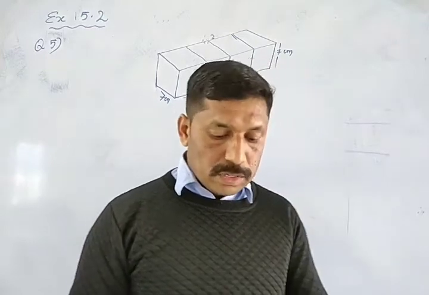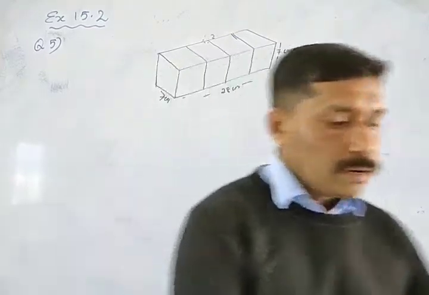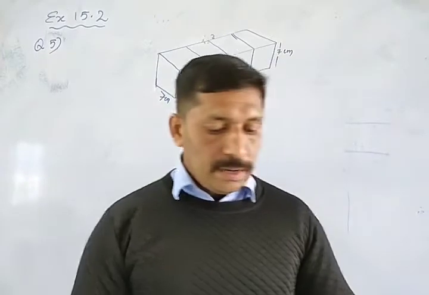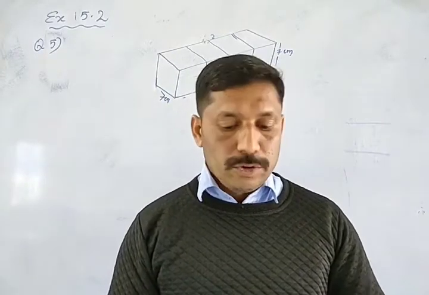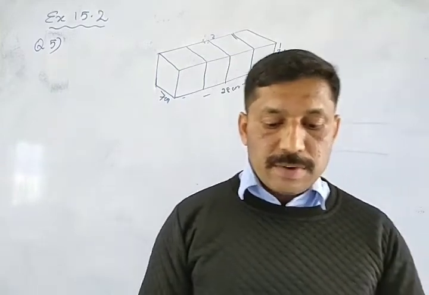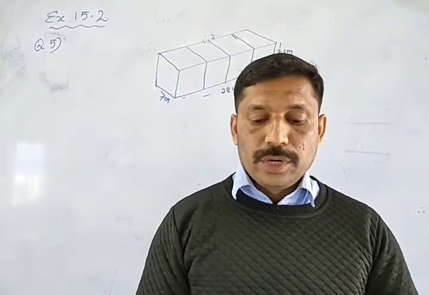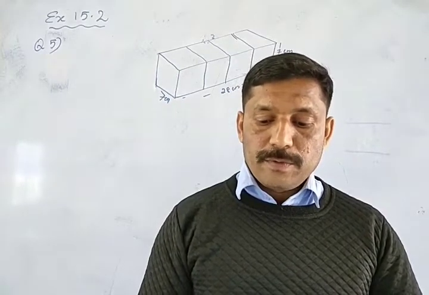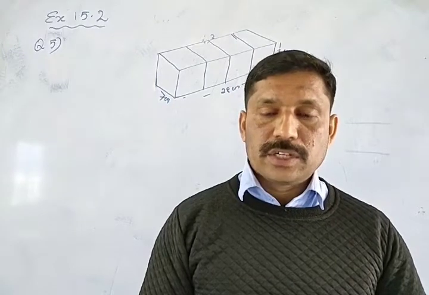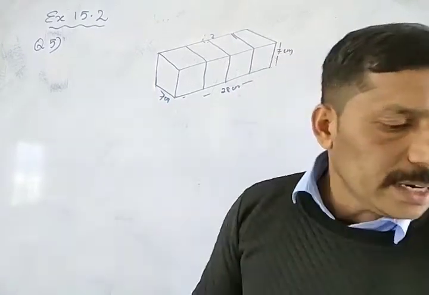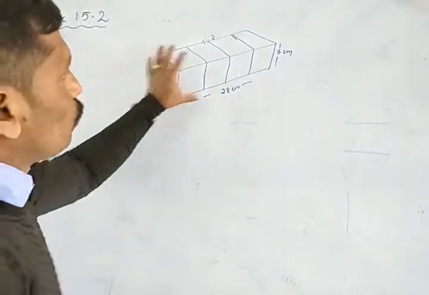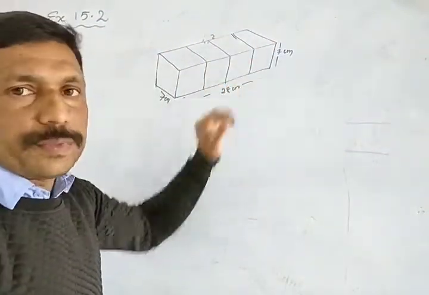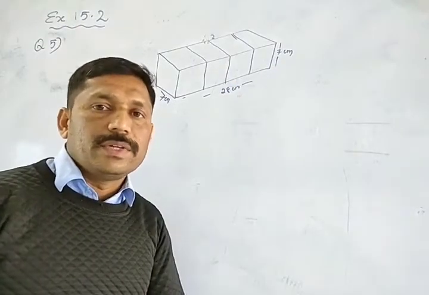Now we solve question number 5. The question number 5 is this. I will read. 4 cubes of side 7 centimeter are joined together to form a cuboid. Find the surface area of the resulting cuboid. Here you can see that 4 cubes are joined together, then we get a cuboid. What is the total surface area of the cuboid?